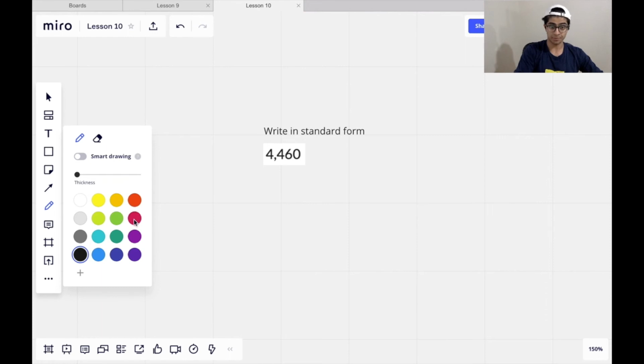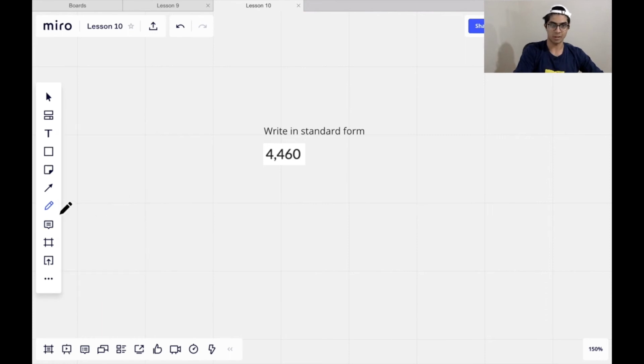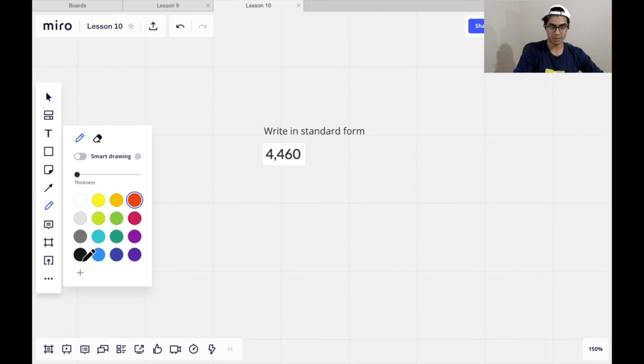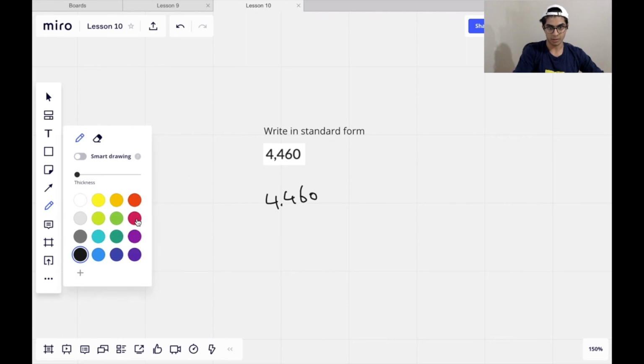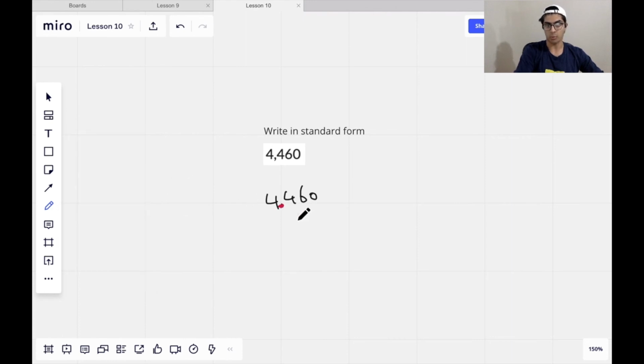Okay, so let me change it up. Oh no, actually, back to black. Okay, let's answer this question. Write it in standard form. Since this number has to be between 1 and 10, we know the decimal point has to come out over here. This decimal point has to be here.